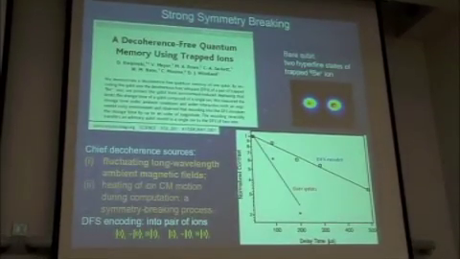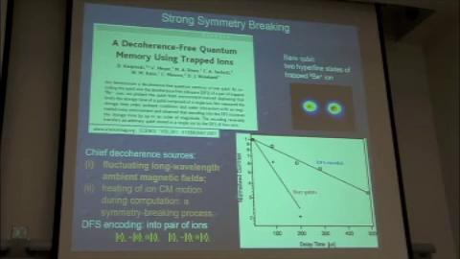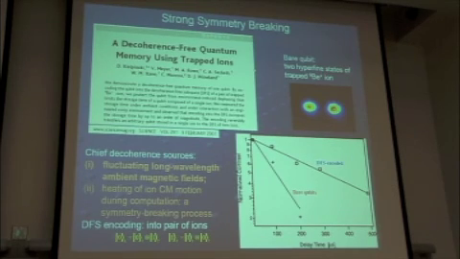Now, what about strong symmetry breaking? So we had perfect symmetry, we had weak symmetry breaking, strong symmetry breaking. This is an experiment which was not really meant to demonstrate strong symmetry breaking. At least you won't find that in the article, but I'm interpreting it in this way. This is a demonstration of a DFS from Dave Wineland's group using trapped ions.